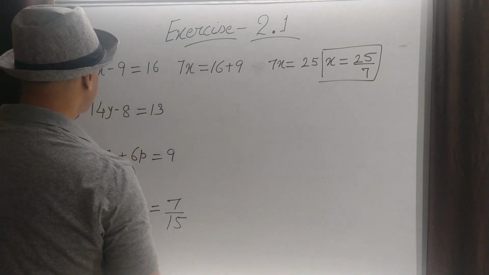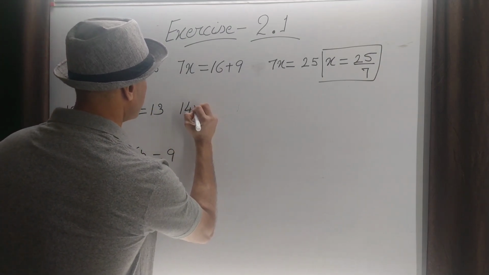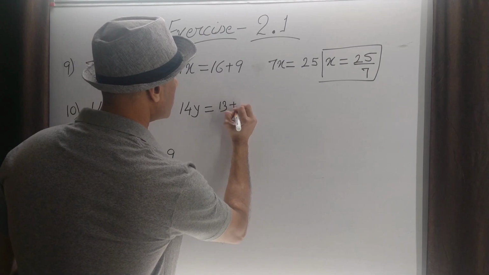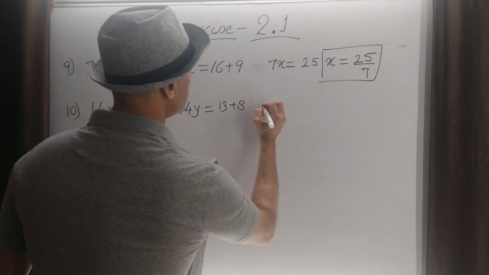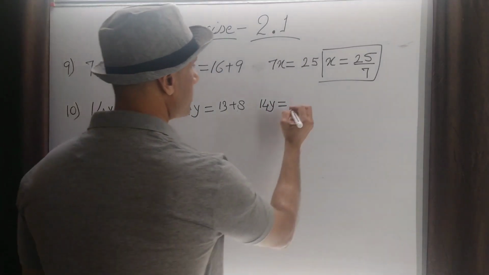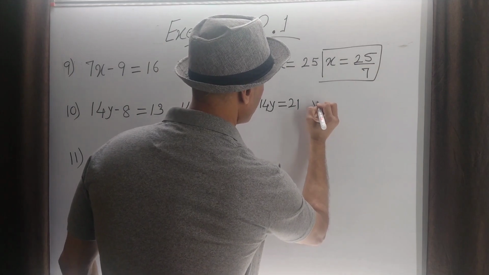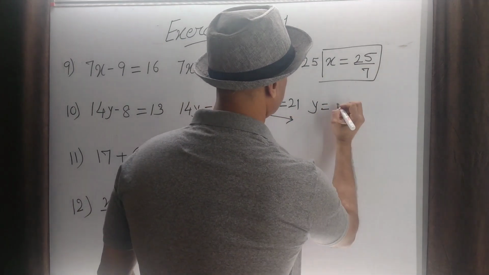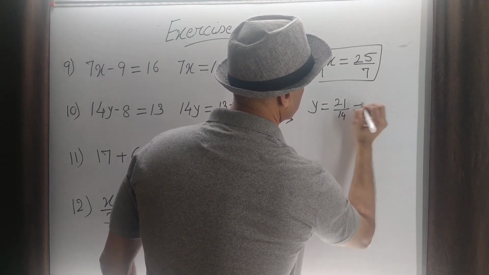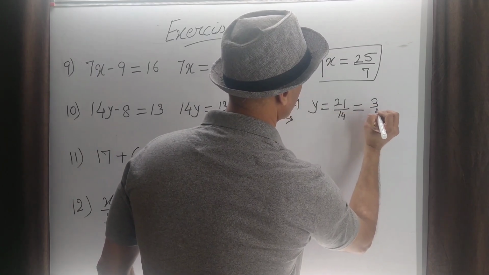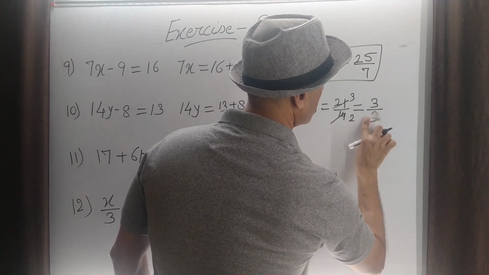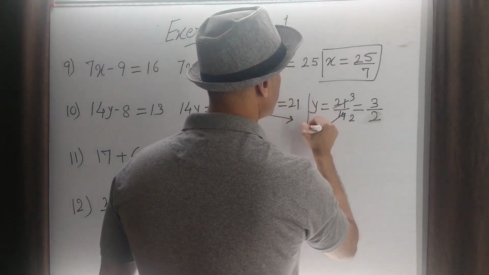14y minus 8 is equal to 13. So we can write this as 14y is equal to 13 plus 8. That means 14y is equal to 21. So y is equal to 21 by 14, that means 3 sevens are 21, 3 twos are 6, so 3 by 2. Okay, so y is equal to 3 by 2.